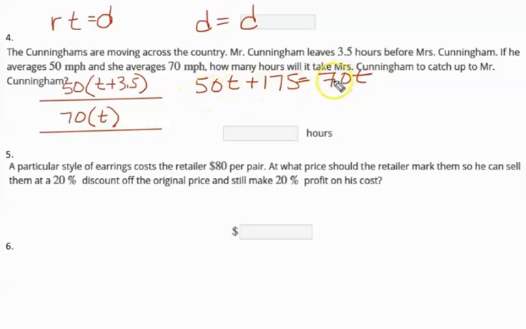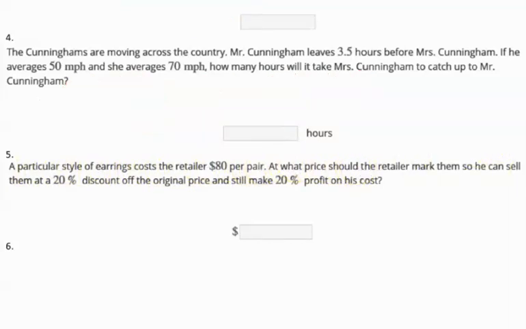So I'm going to subtract 50t from both sides, and I get 20t equals 175. So when I go to the hours, I get 8.75 when I divide both sides by 20 hours. So again, not too bad. Again, the pictures help us organize our data. Now here, a particular style of earrings costs the retailer this much money. So read this over and see what you can come up with.